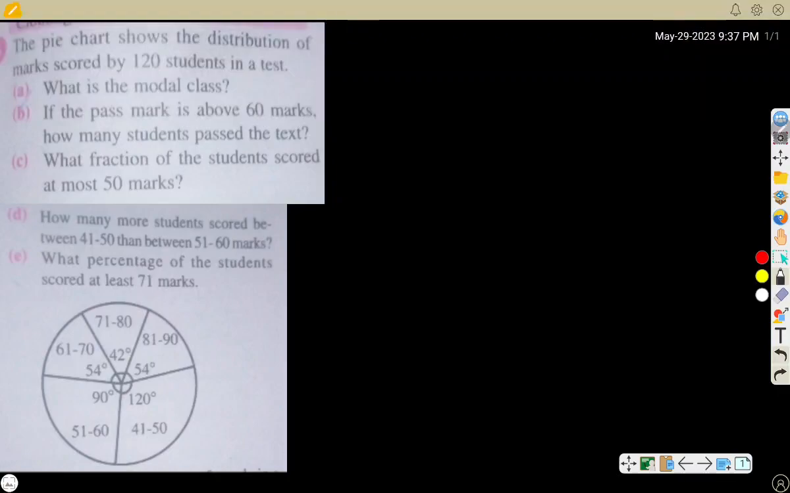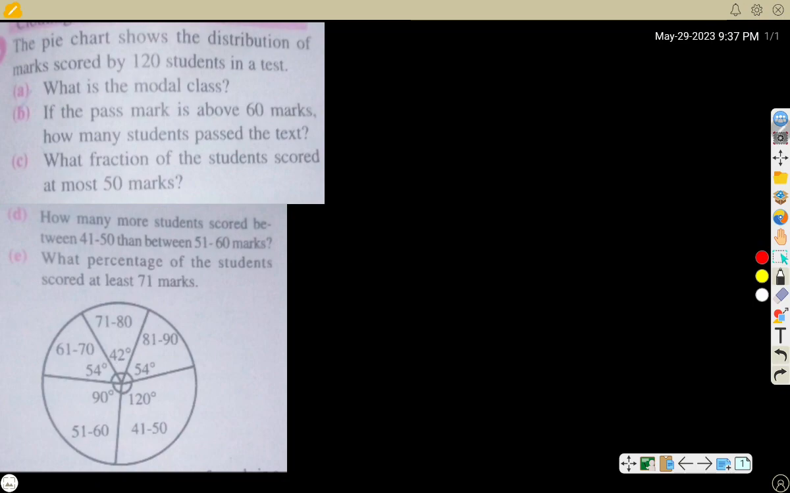So now let's solve the pie chart. The pie chart shows the distribution of marks scored by 120 students in a test. What is the model class? First, let's do it this way.